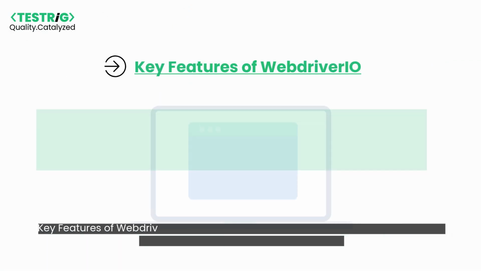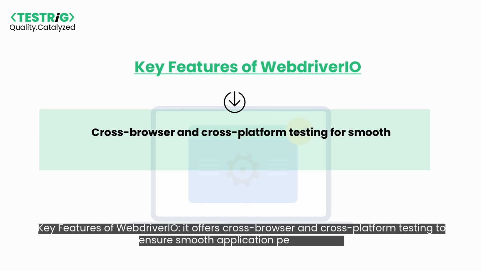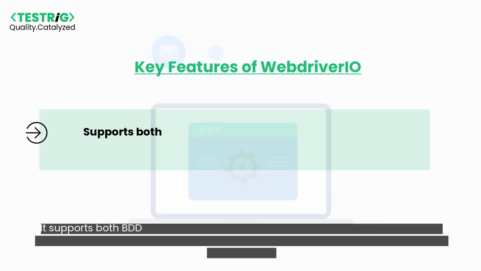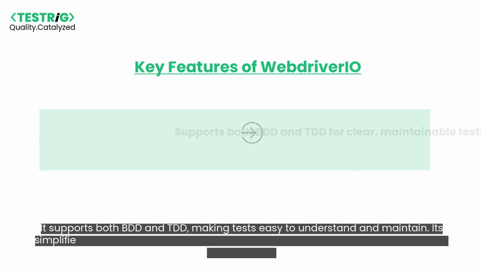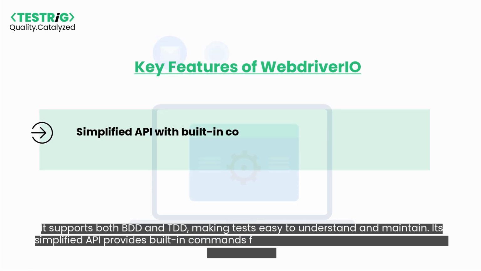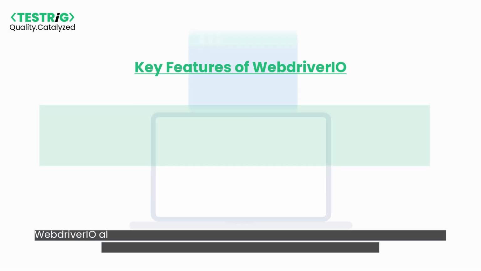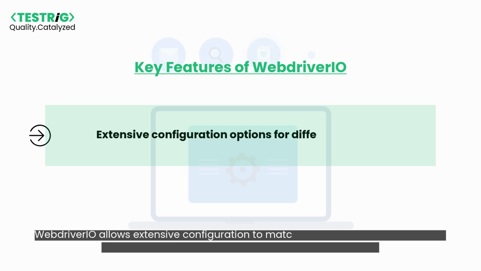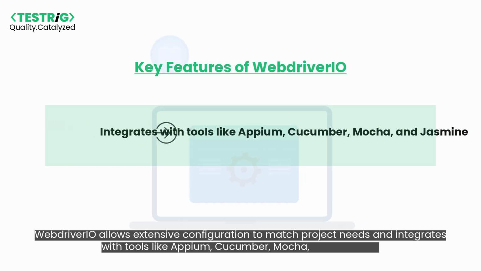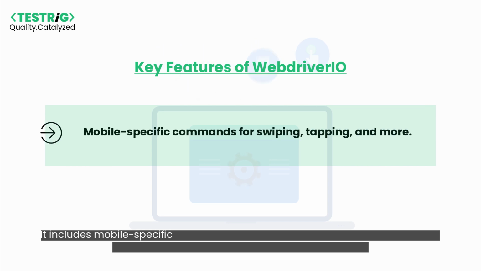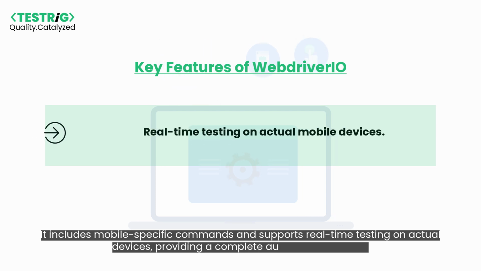Key features of WebdriverIO: it offers cross-browser and cross-platform testing to ensure smooth application performance. It supports both BDD and TDD, making tests easy to understand and maintain. Its simplified API provides built-in commands for common actions like clicking, typing, and selecting. WebdriverIO allows extensive configuration to match project needs and integrates with tools like Appium, Cucumber, Mocha, and Jasmine. It includes mobile-specific commands and supports real-time testing on actual devices, providing a complete automation solution.